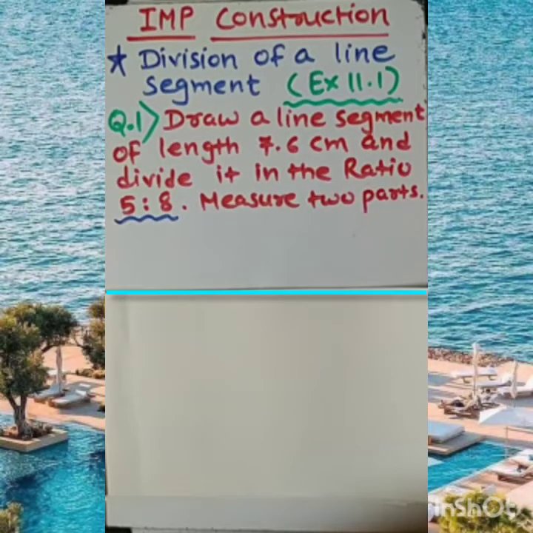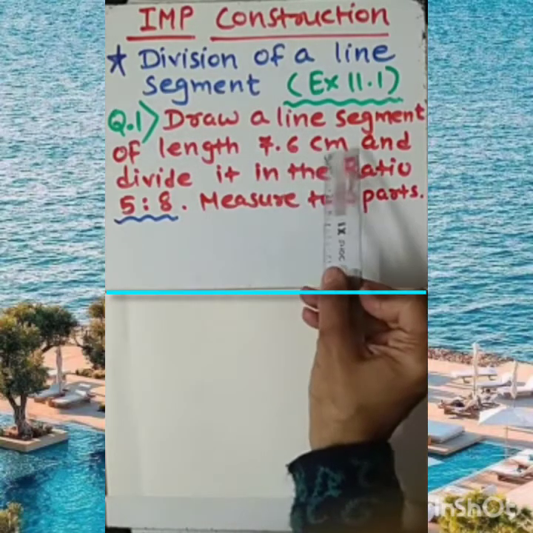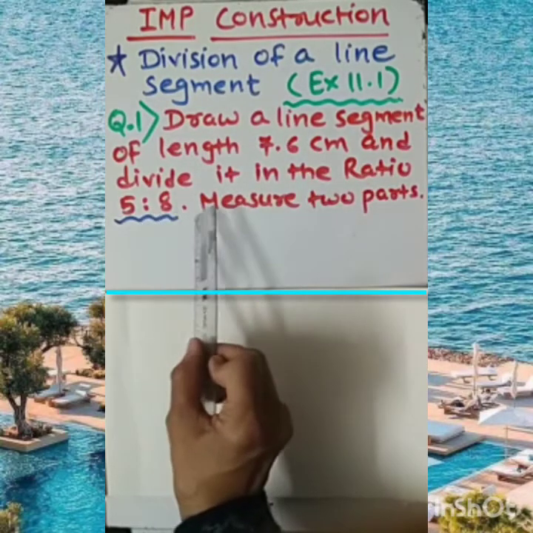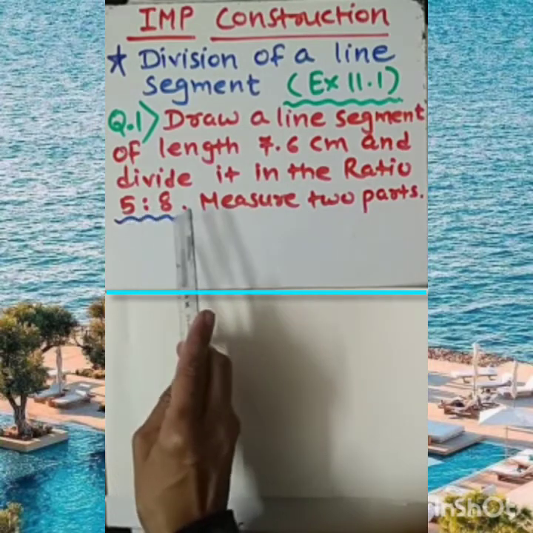Dear students, now I am going to explain a very important thing, that is construction of division of a line segment. Let's see how to go with that very important question for exam purpose from exercise 11.1, question number 1. Draw a line segment of length 7.6 centimeter, and divide it in the ratio 5:8. Measure the two parts.